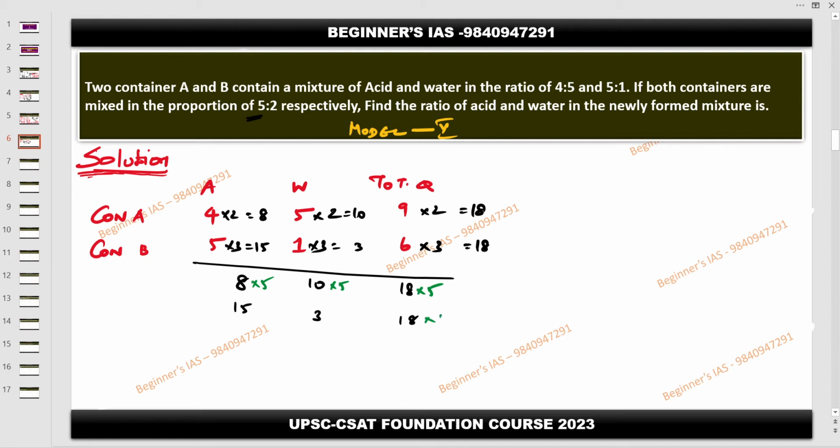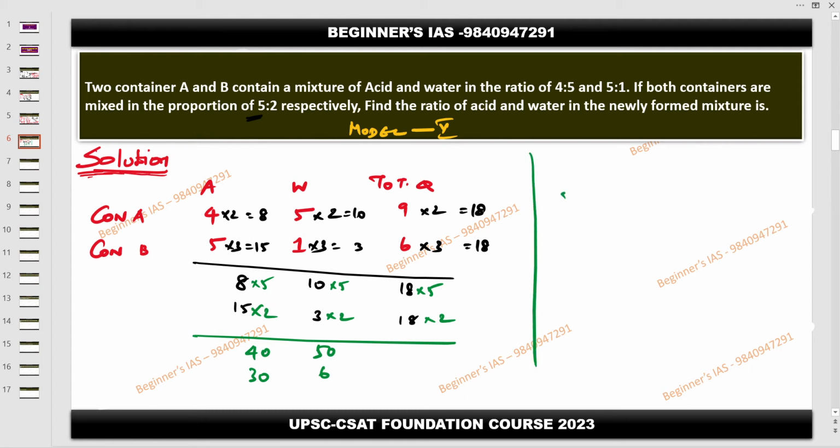So here 2 proportion, right? In the second one, therefore it will become 40 here, 50 here, then 30 here, 6 here. So add everything, then 70 is to 56.